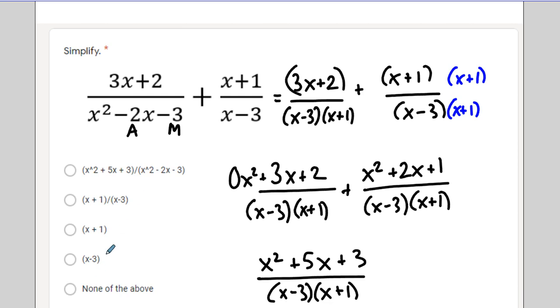If I go looking, none of those have that option. This looks pretty similar. It's because the bottom got multiplied out. If I multiply the bottom out, it'll be x squared minus 2x minus 3. And so that is why it is option A.